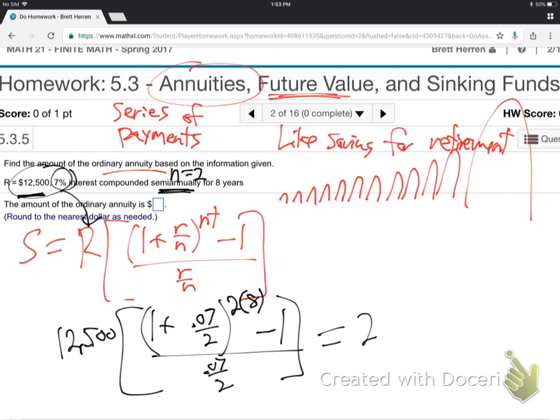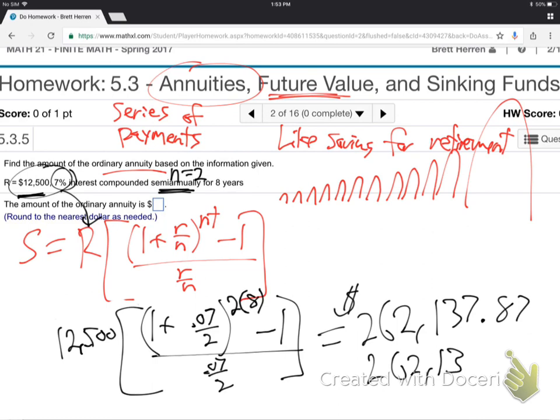I'm getting $262,137.87. Y'all getting that? Yeah. Good. So round to $1 though. Oh, they say dollar? Oh, you're right. So we'll round it to 262,138, won't we? Thanks for that. There we go.